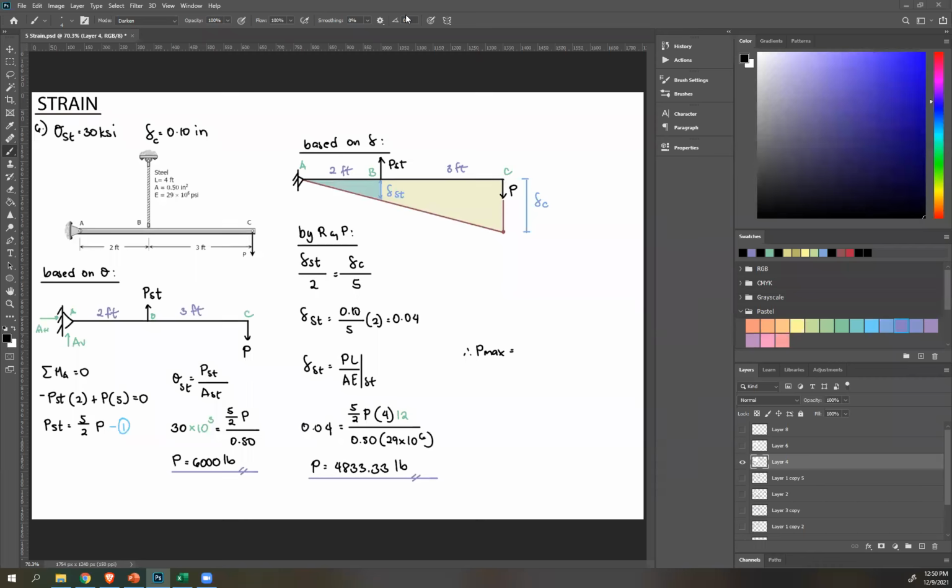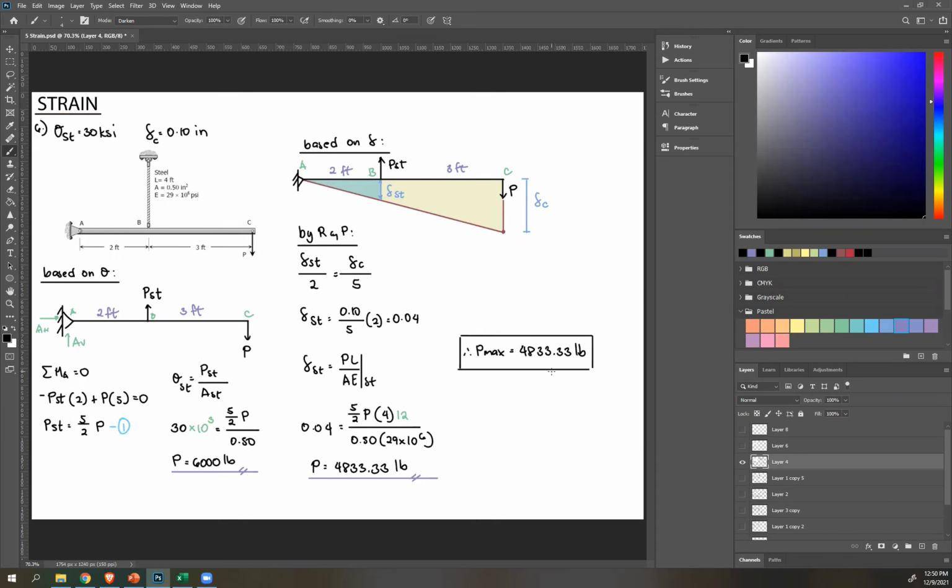Okay, very good. Almost everyone got it correct. The answer is 4,000. 4,833.33 pounds. Again, when choosing for maximum force, you choose the least value. Because if you use 6,000, the deformation that you'll get will be greater than 0.10. And again, that's our limit. That shouldn't happen. So you should choose the lesser value.